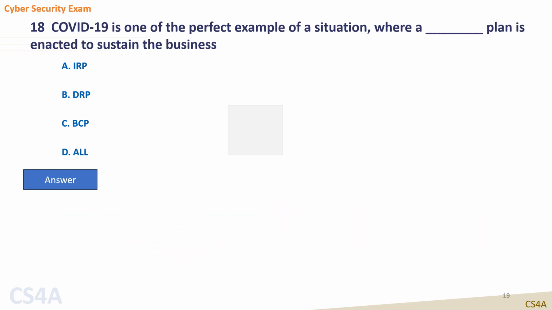So here the question is, COVID-19 is one of the best, perfect examples of a situation where a DAS plan is enacted to sustain the business. So here the keywords are: there is no impact, there is no incident, there is no disaster. In the sense, any IT or communication systems are not affected. So the answer C is the correct one. Business continuity plan.